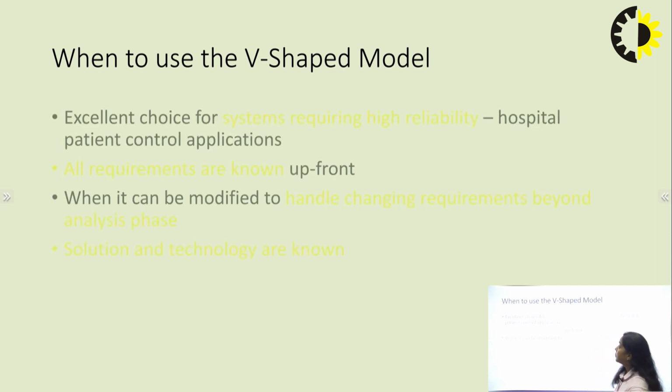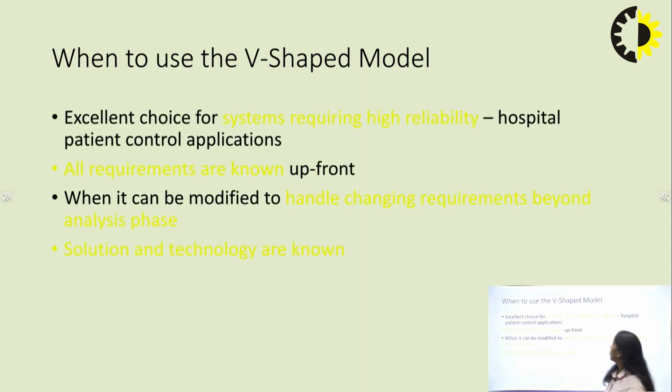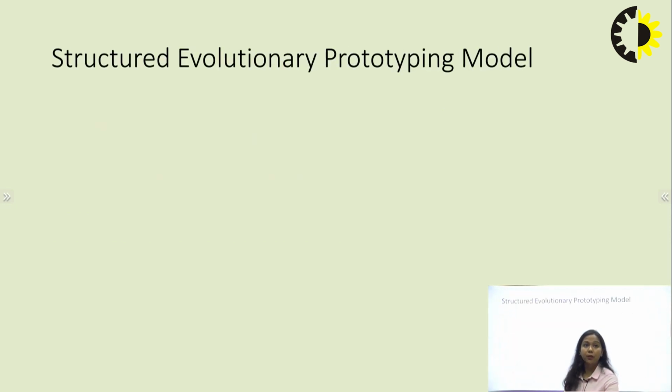When to use it? It is an excellent choice where system requirements need high reliability. A hospital patient control application is one of the best uses where we can apply the V-shaped SDLC model. All requirements are known upfront, though it can be modified to handle changed requirements beyond the analysis phase, and the solution and technology are completely known. Mainly where the solution and technology are known, we can easily use the V-shaped model.